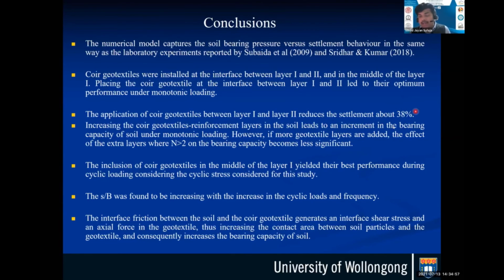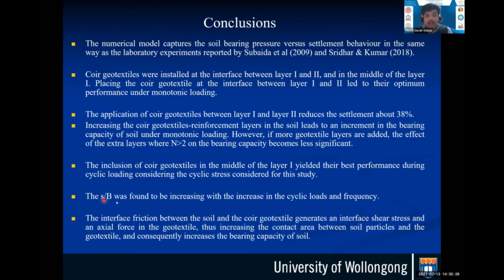We didn't have a direct comparison, but an indirect comparison shows that it can perform very similarly to the synthetic materials. So the inclusion of Coir Geotextiles in the middle of the layer yielded the best performance under cyclic loading conditions. And please note that this considers the cyclic stress that we have considered in this investigation, which requires further validation using further large-scale experimental test data.